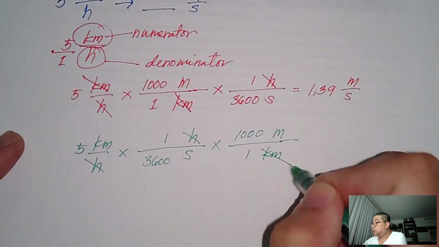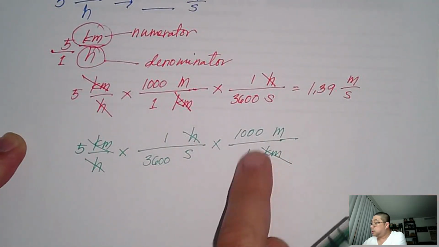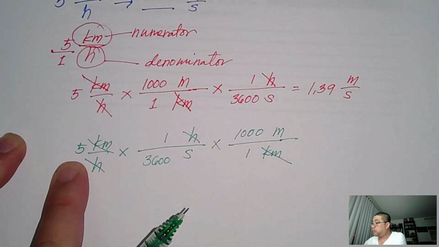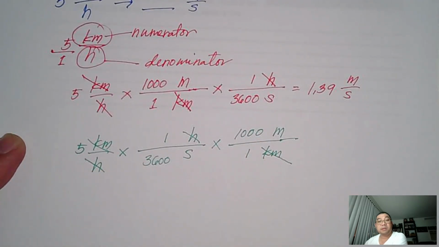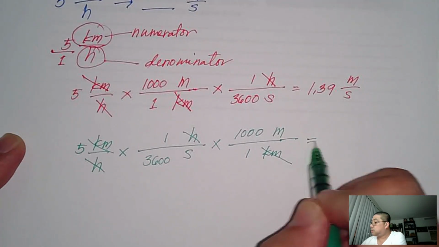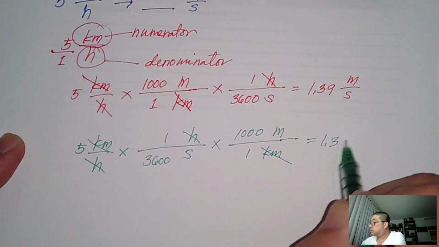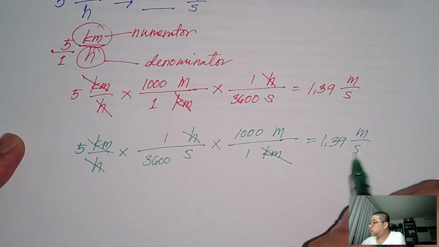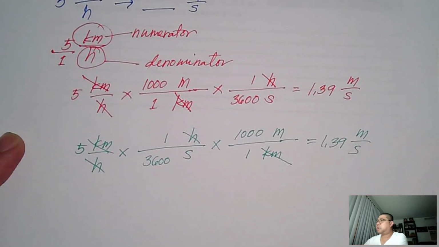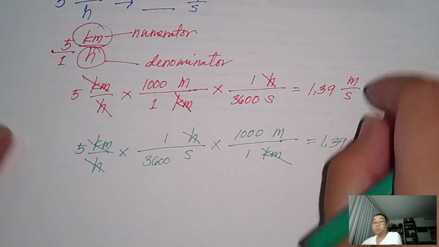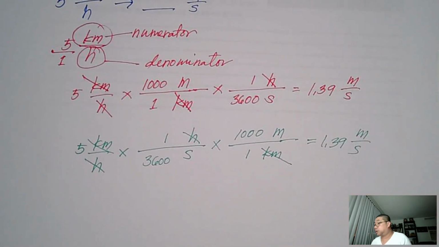So kilometers cancels out. 1,000 times 5 is 5,000, divided by 3,600. So that will give you an answer of 1.39 meters per second, or that is 1.3888 repeating. So let's just round it up to the closest whole number.